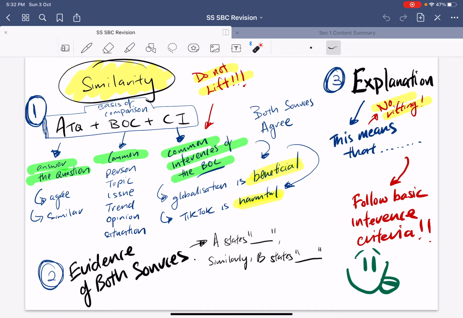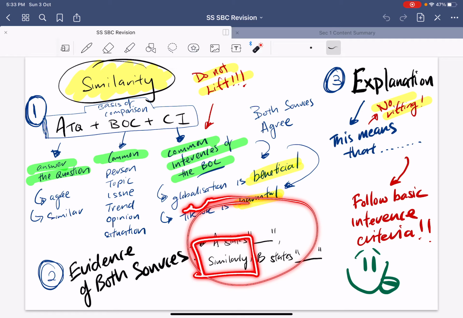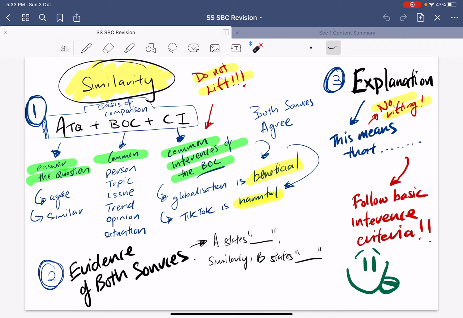All right, so that's how the first line should look. In the next lines, you move on to your evidence from both sources, basically doing the same thing as your inference, but now you need to combine both sources into one paragraph. So you say A states this, and so on. Then you write similarly. Very important, you have to write similarly. Then you write B states this, and so on. That's the end of your evidence.